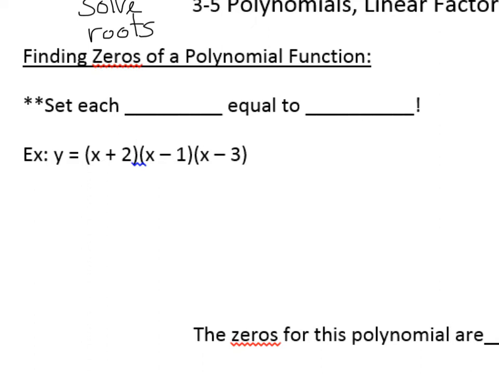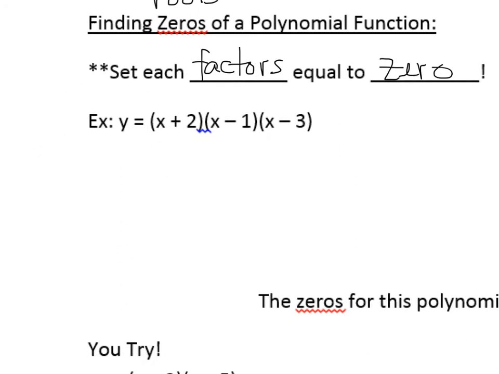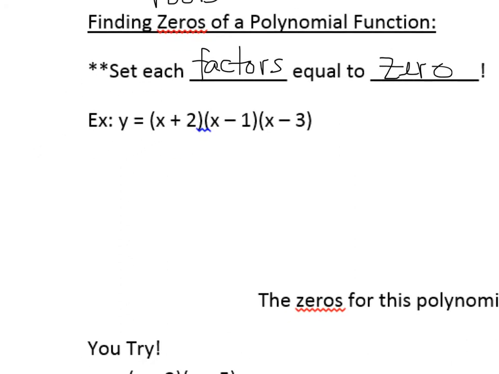The first thing we're going to do is, because it says we're finding zeros, we set each of our factors equal to 0. And then we solve. If we look at the first example, the nice thing is they've already listed the factors out. We've got x plus 2 as one factor, x minus 1 as the second factor, and x minus 3 as the third. If those are the three factors, that means we're going to have 3 zeros. So we take each parenthesis and set it equal to 0.